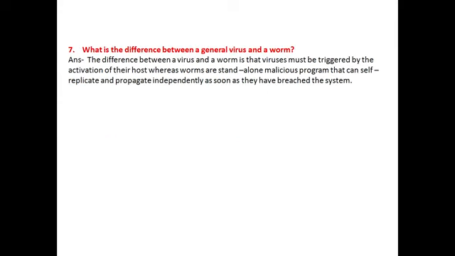And the last question is, what is the difference between general virus and worms? The difference between a virus and a worm is that viruses must be triggered by the activation of their host, whereas worms are standalone malicious programs that can self-replicate and propagate independently as soon as they have breached the system.